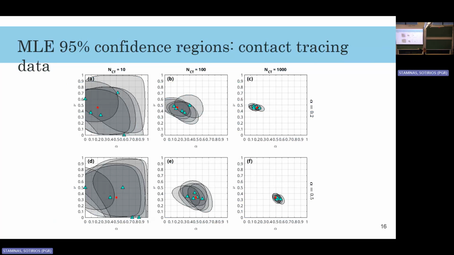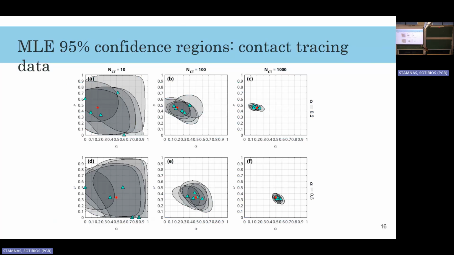If we first look at only having 10 contact tracing data points, somewhat unsurprisingly, we don't do a very good job of estimating our parameters. Our maximum likelihood estimates are all over the place, but obviously 10 data points is maybe laughably small if someone was to do a study.